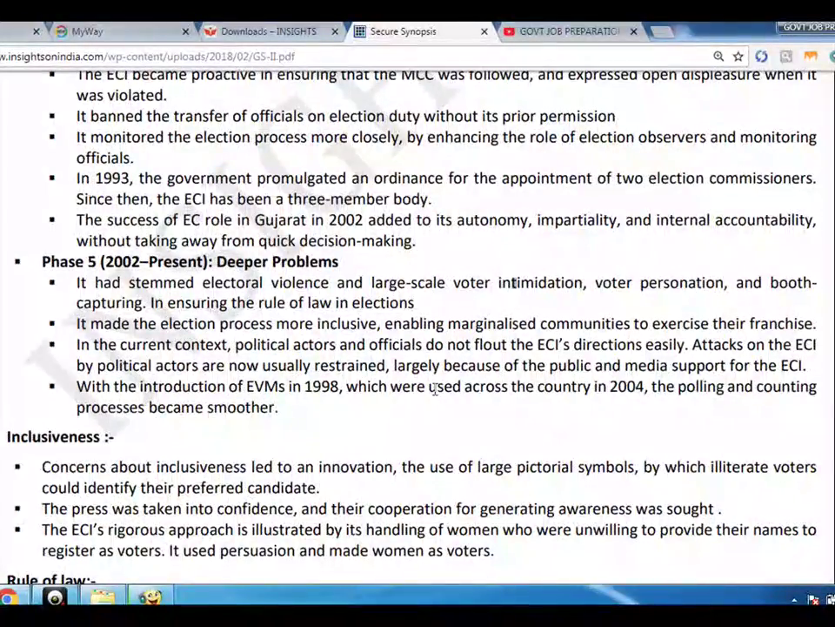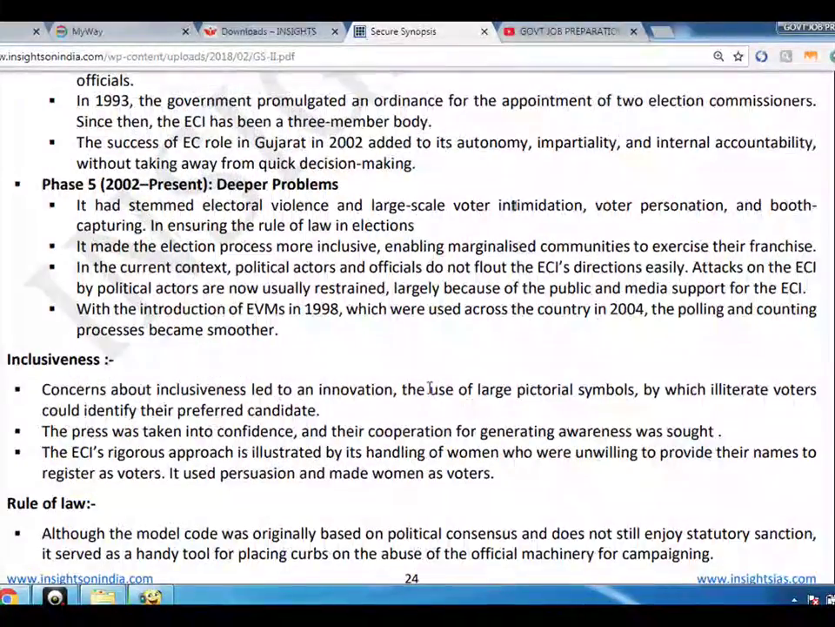In ensuring the rule of law in elections, it made the election process more inclusive, enabling marginalized communities to exercise their franchise. In the current context, political actors and officials do not flout the ECI's directions easily. Attacks on the ECI by political actors are now usually restrained, largely because of the public and media support for the ECI. With the introduction of EVMs in 1998, which were used across the country in 2004, the polling and counting processes became smoother.